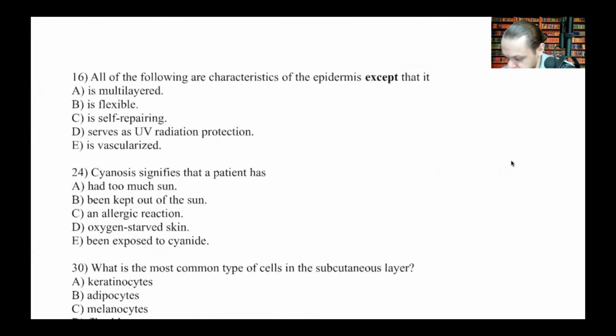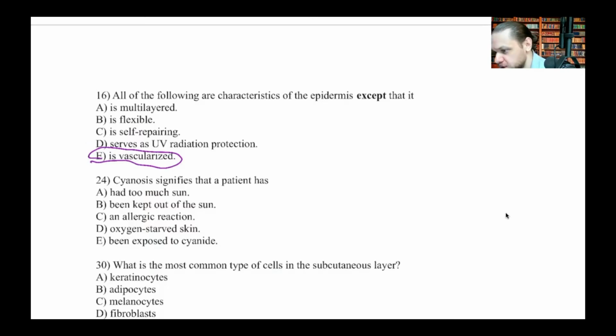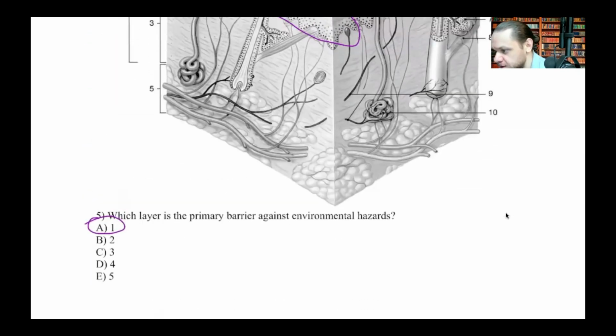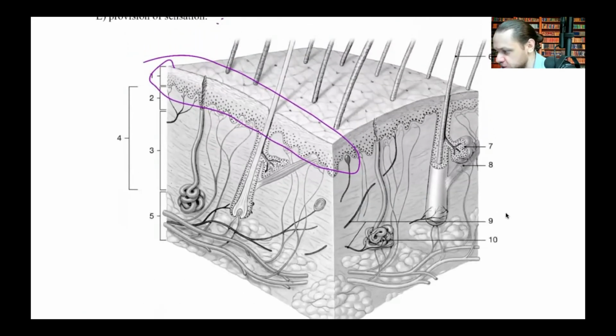We get to number 16. So Jessica, would you like to do 16? Sure. 16. All of the following are characteristics of the epidermis, except that it's not vascularized. So E. Yeah, that is correct, right? So all the following are epidermis: multi-layer, flexible, self-repairing, UV protection. You see in this diagram, right, the vasculature is not at the portion, right? The vasculature starts deeper down, right?